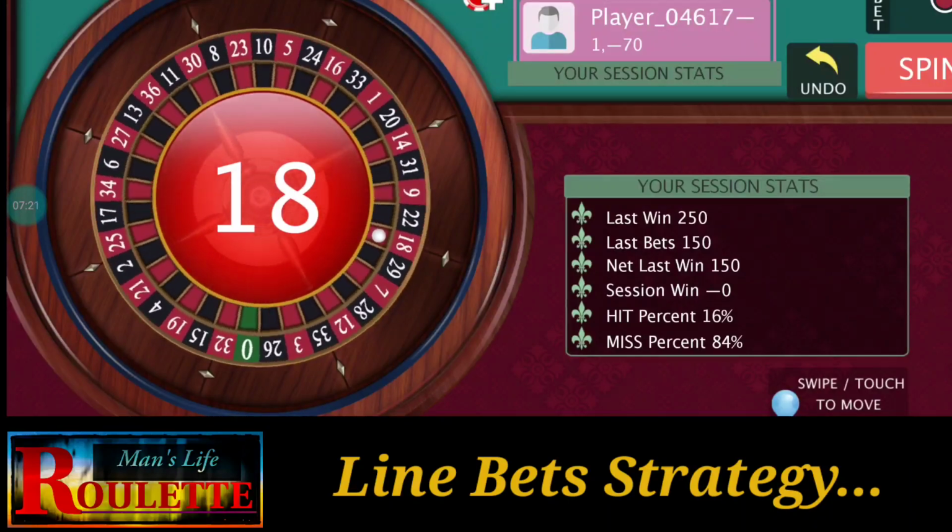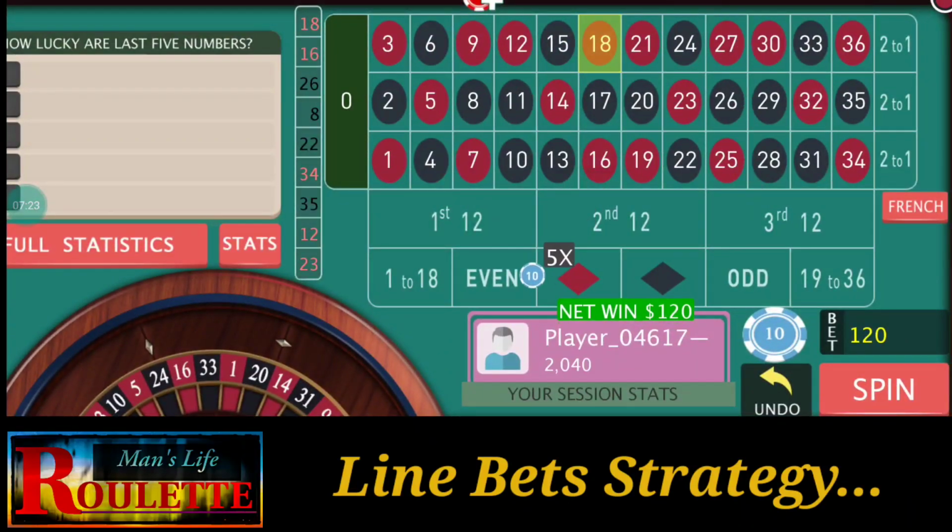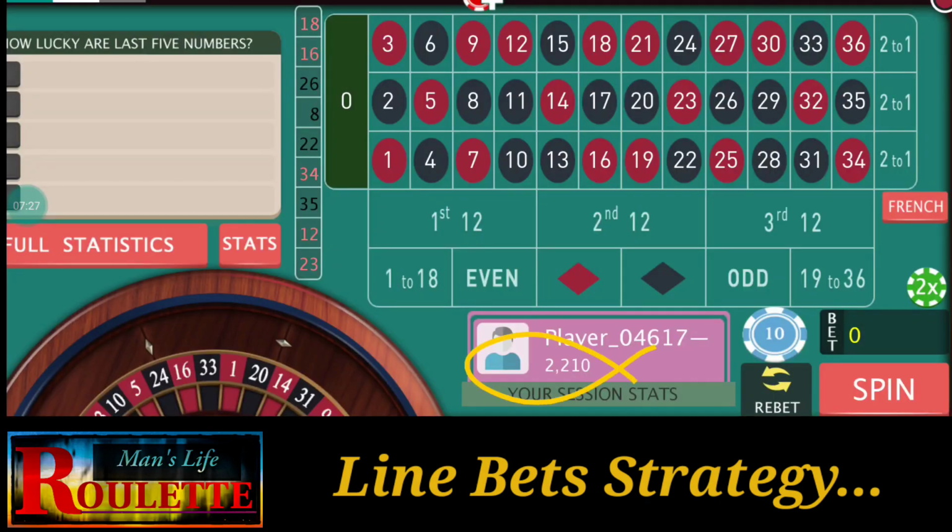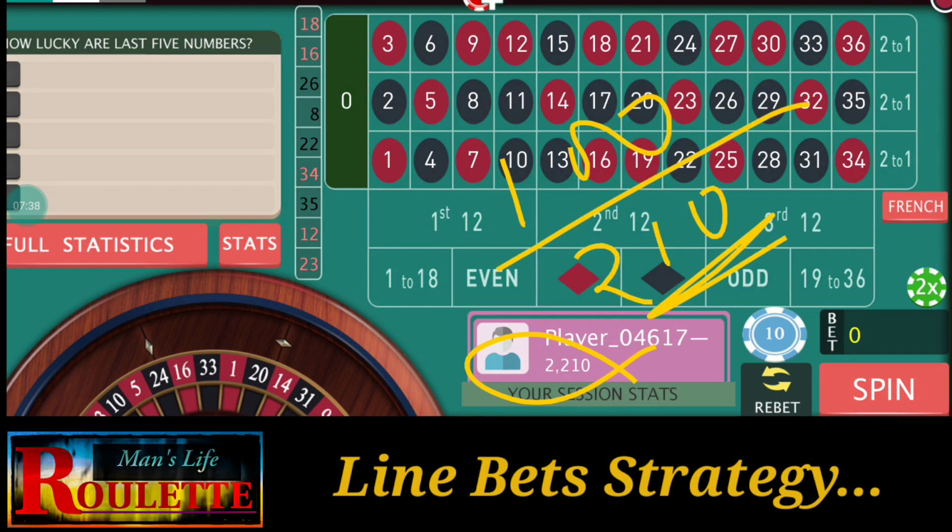It's number 18 this time, and this is the winning number. Now you can see I achieved the target. Not only did I achieve the target, but I actually achieved the target double this time. My target was to make $100 profit, but actually I made $210 profit. So this is the strategy you can use to make profit from the roulette table with double line.